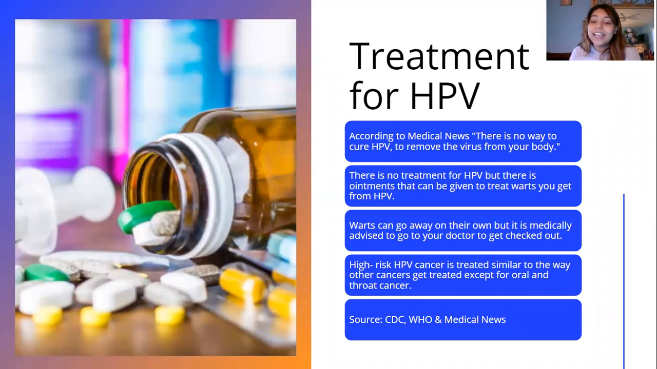it is still medically advised for you to go get checked out, but in some cases, warts can disappear on their own or not even show up, like I mentioned before. In high-risk HPV, cancer is treated similar to the way other cancers get treated, except for oral and throat cancer.